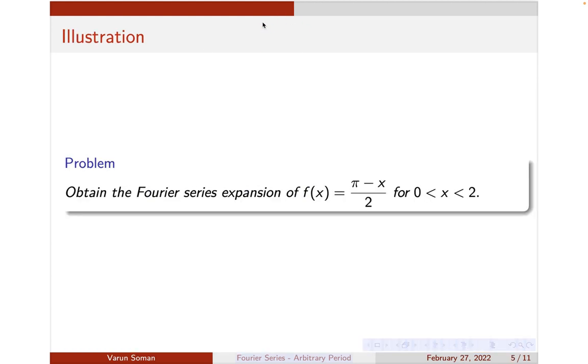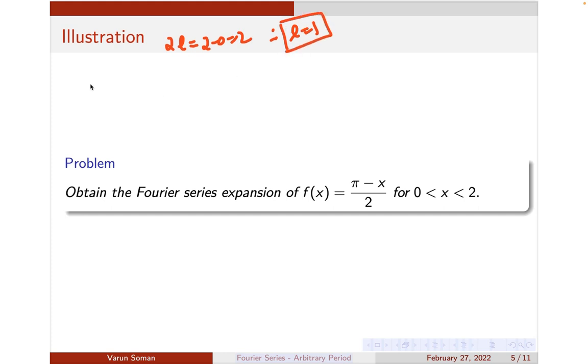So let us now obtain the Fourier series expansion of f of x equal to pi minus x by 2 for 0 less than x less than 2. First step, the given interval length is taken as 2L. What is the given interval length? The given interval is 0 to 2, so it is 2 minus 0, which is 2. So your L is equal to 1.